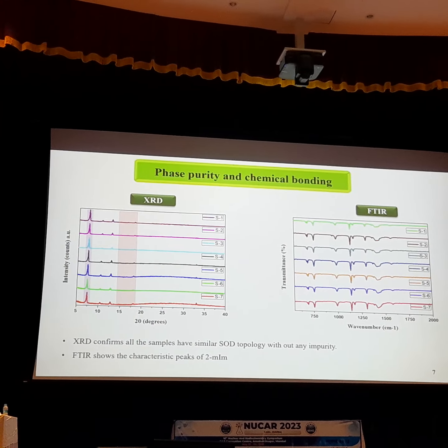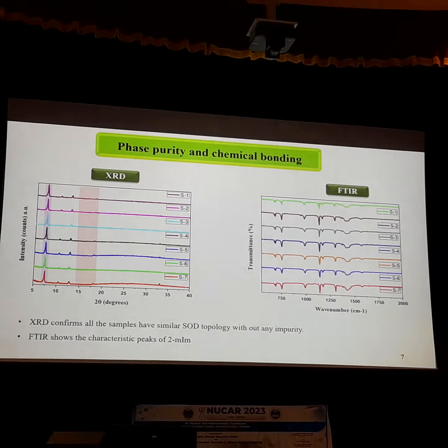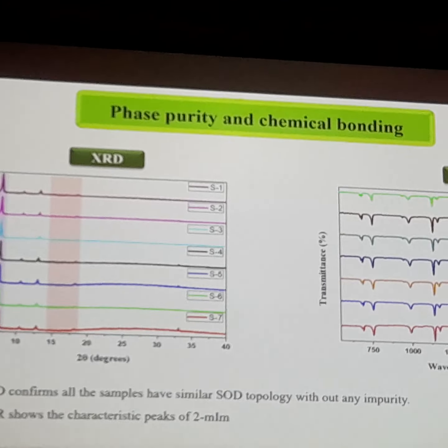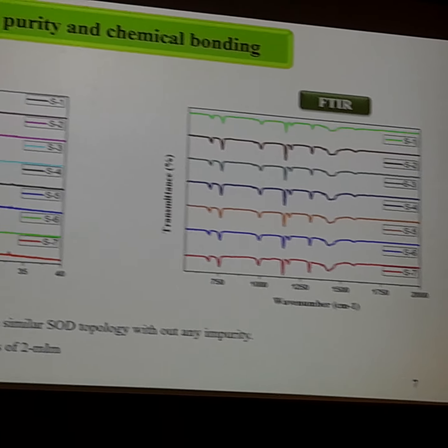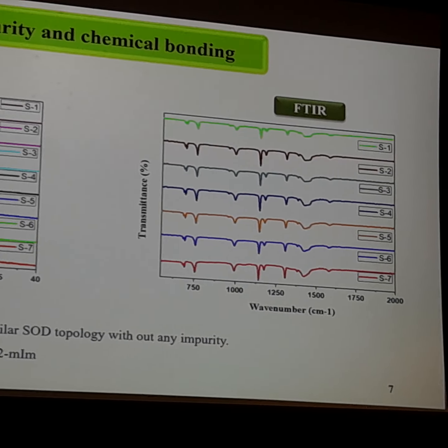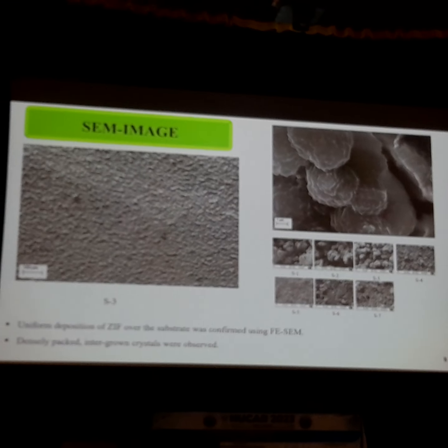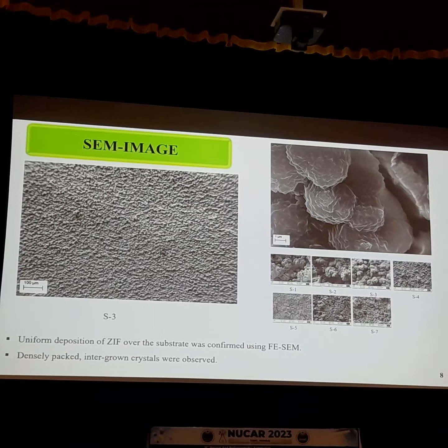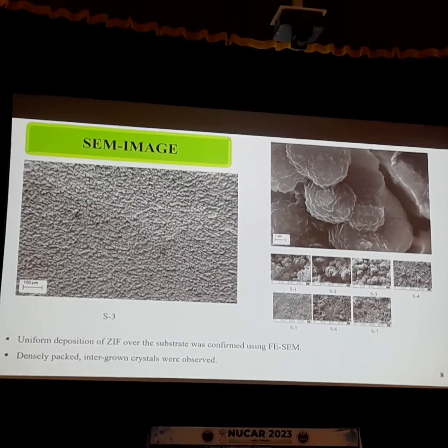And to check the phase purity and chemical bonding, we did XRD and FTIR. Here you can see all the 7 samples having similar structure, similar topology, without any impurity, and the FTIR also clearly shows that the chemical bonding is intact. Now the low magnification SEM image clearly shows how uniformly the ZIF material is deposited throughout the silicon wafer.